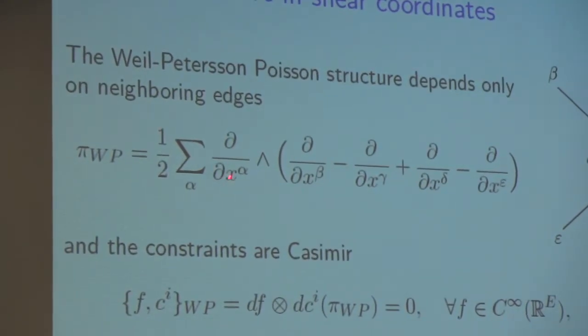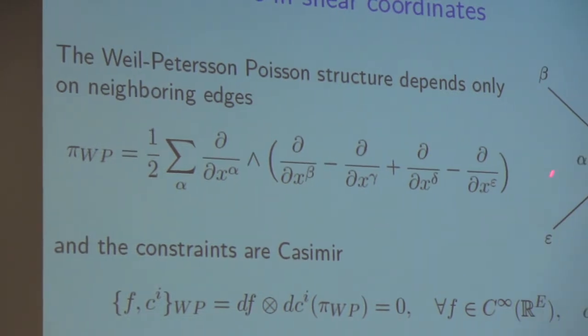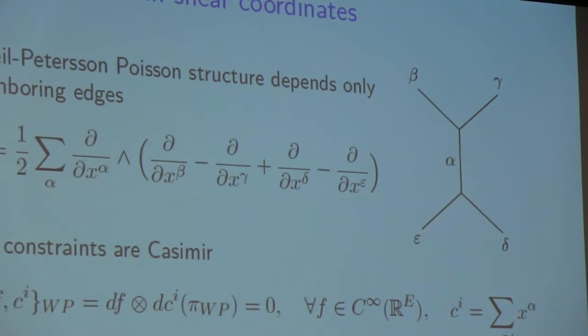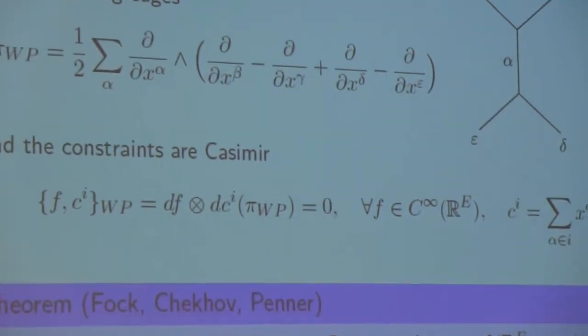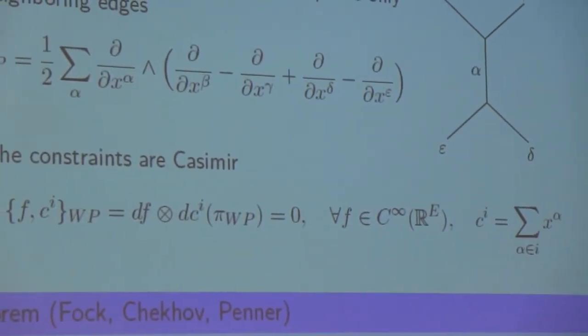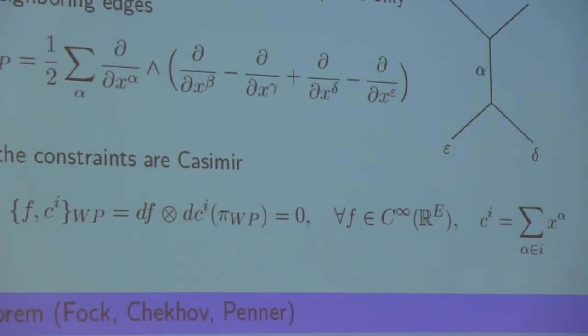So for each edge alpha, the contribution to the Poisson bracket with alpha is just given by the neighboring edges. So it's only non-zero for the neighboring edges. And the combinatorial structure of this Poisson structure implies quite easily, it is a very easy computation to do, that these constraints are Casimir for this Poisson structure. So the constraints commute with any function on R^E. So for any function, the constraints commute.